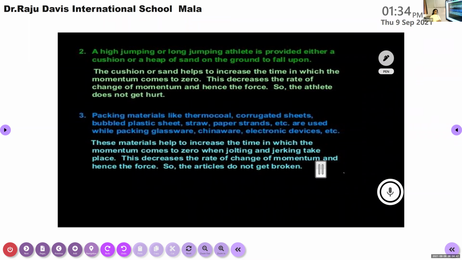Packing materials like thermocol, corrugated sheets, bubbled plastic sheets, straw, paper strands, etc. are used while packing glassware, chinaware, electronic devices, etc. These materials help to increase the time. So in the second application, we use a cushion or heap of sand; these materials increase the time. Whenever the time increases, the rate of change of velocity decreases. If the velocity decreases, the momentum possessed by the object also decreases. Hence, the force applied also becomes reduced.